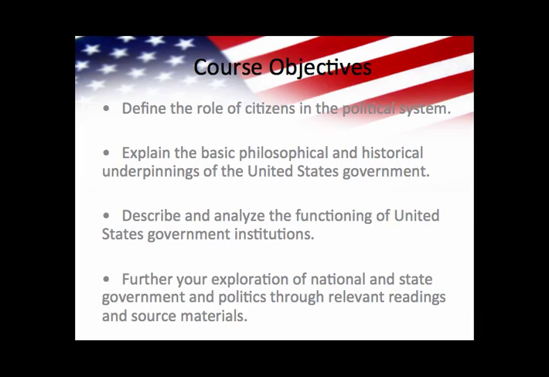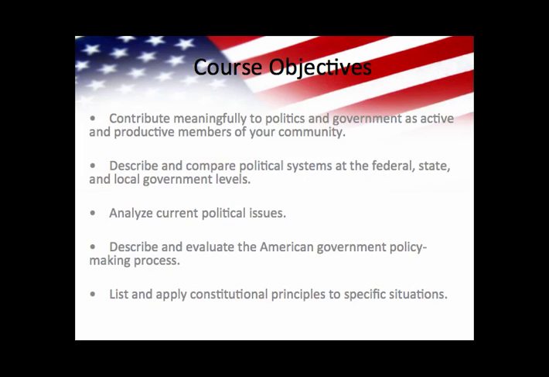Here are the course objectives. I could read these off, but you can see them here. These are the things that we want you to learn in this course. And these are the types of questions. Imagine these objectives in the form of a question, because they would be very likely to show up maybe on a midterm or a final. Here are some of the other objectives in the course.